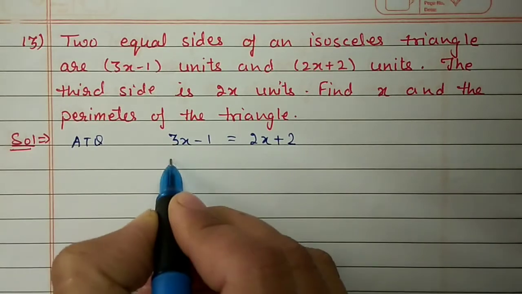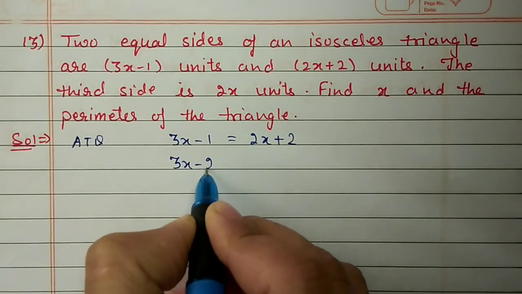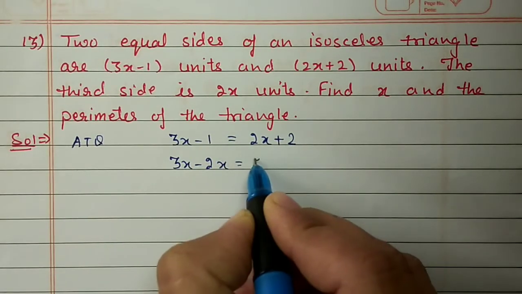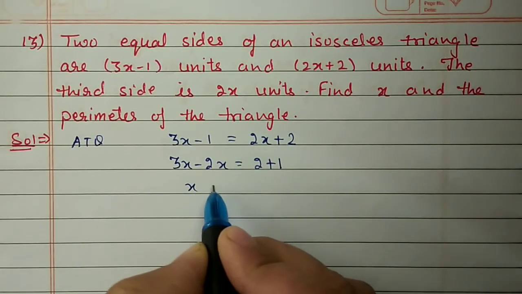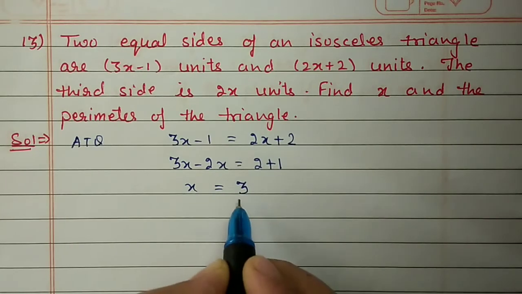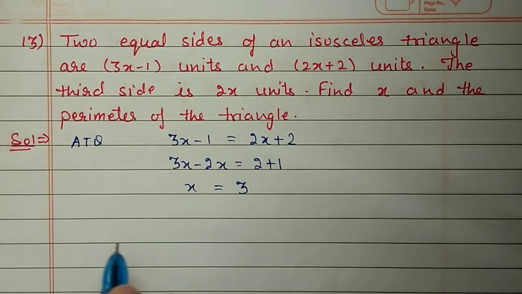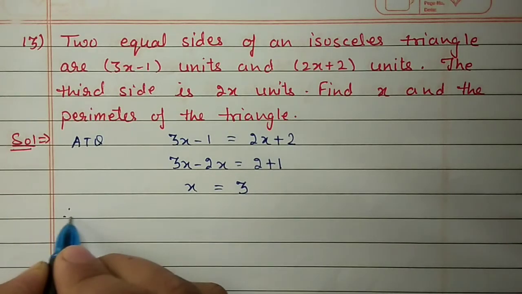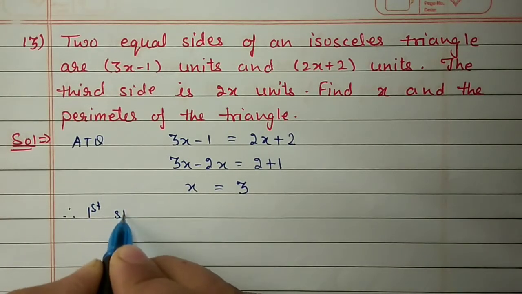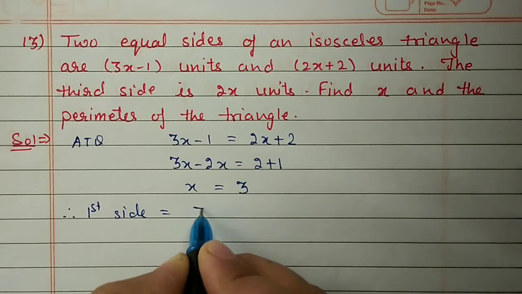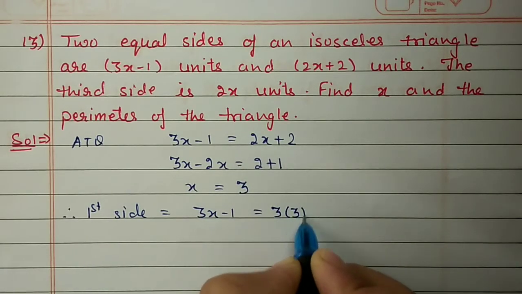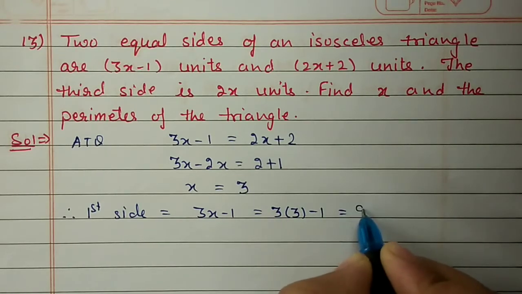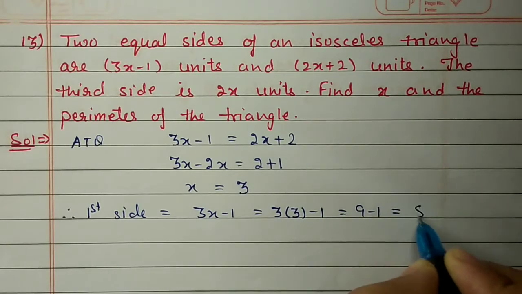So 2x we can shift this side, it will come for subtraction, and 1 we can shift to the other side, it will go for addition. 3x minus 2x means x is equal to 3. So we got x value is 3. Now we can find out all the three sides of the triangle. Therefore first side is 3x minus 1. 3x value is 3 into 3 minus 1, 9 minus 1 means 8 units.